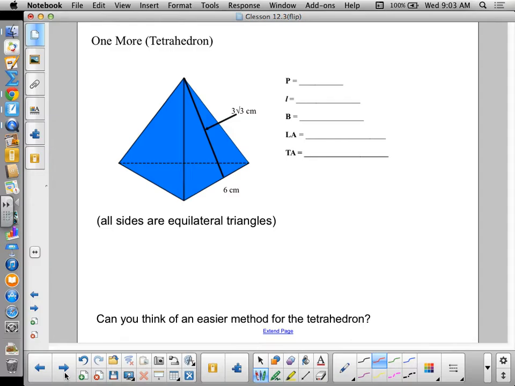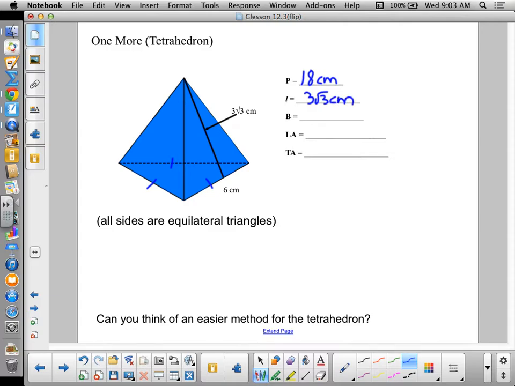Let's do one more example, the tetrahedron. This time you're actually given the slant height, which is going to make life a whole lot easier. At the same time, my base is an equilateral triangle. That's a tetrahedron. All sides are equilateral triangles, actually. So we can go ahead and just follow our protocol and do this. So my perimeter of my base is 18 centimeters. 6 plus 6 plus 6 is 18. My slant height is given at 3 root 3 centimeters.